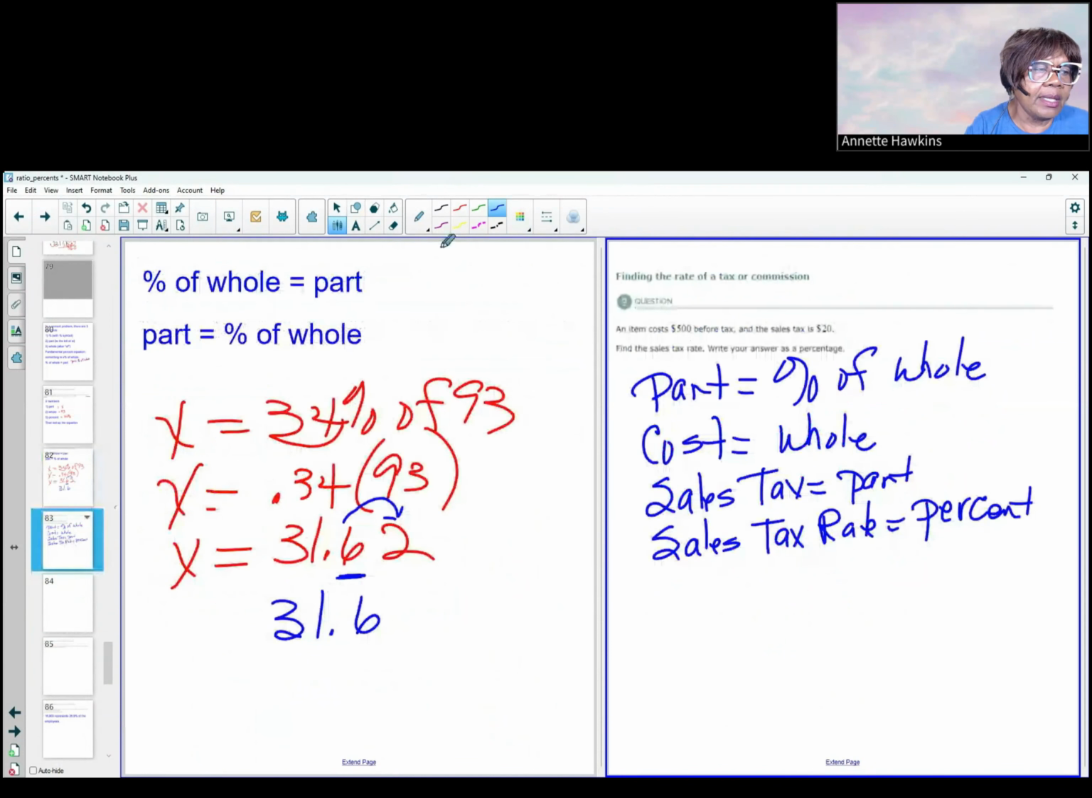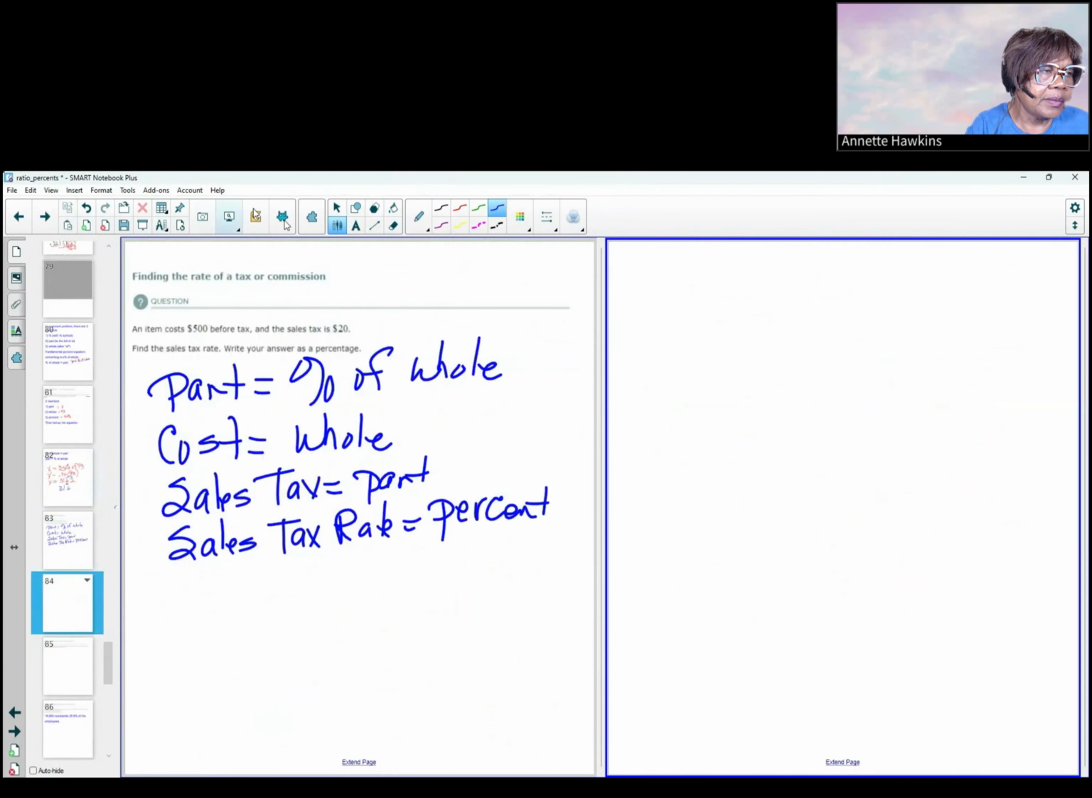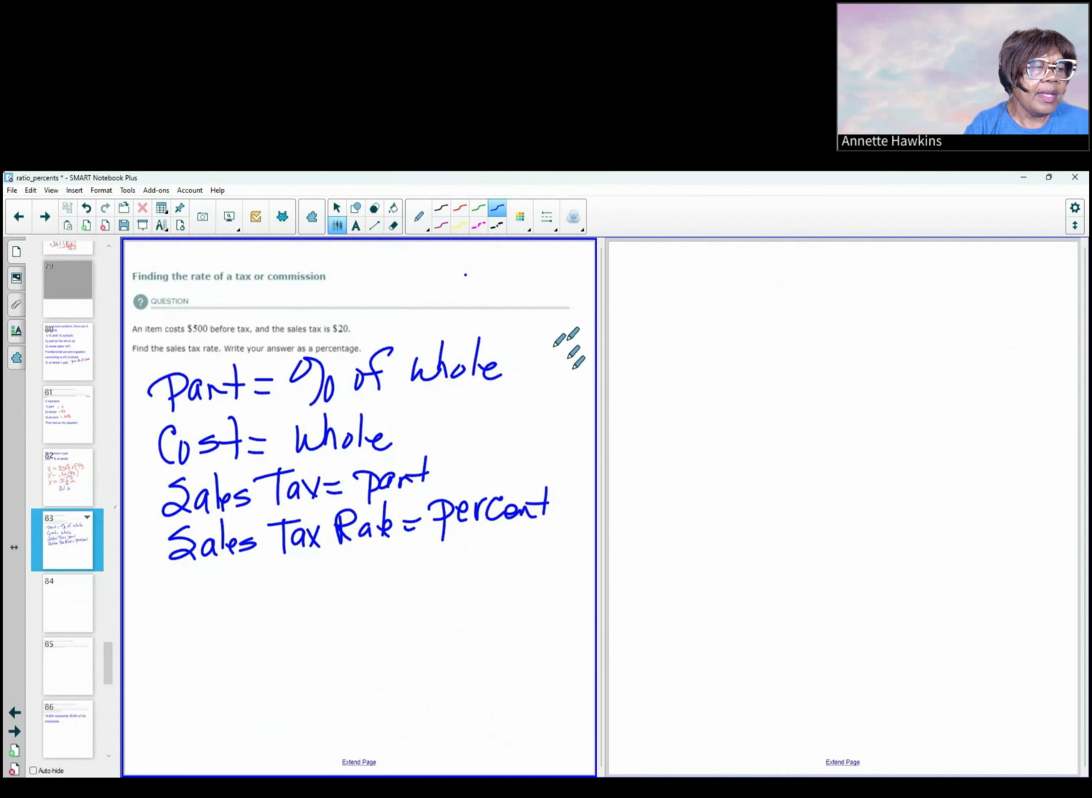All right, let's take a look at this one. It says an item costs $500 before tax, and the sales tax is $20. Find the sales tax rate. Now, this is a problem that we know. The sales tax is the part. The sales tax rate is the percent, and that's what we're trying to find.